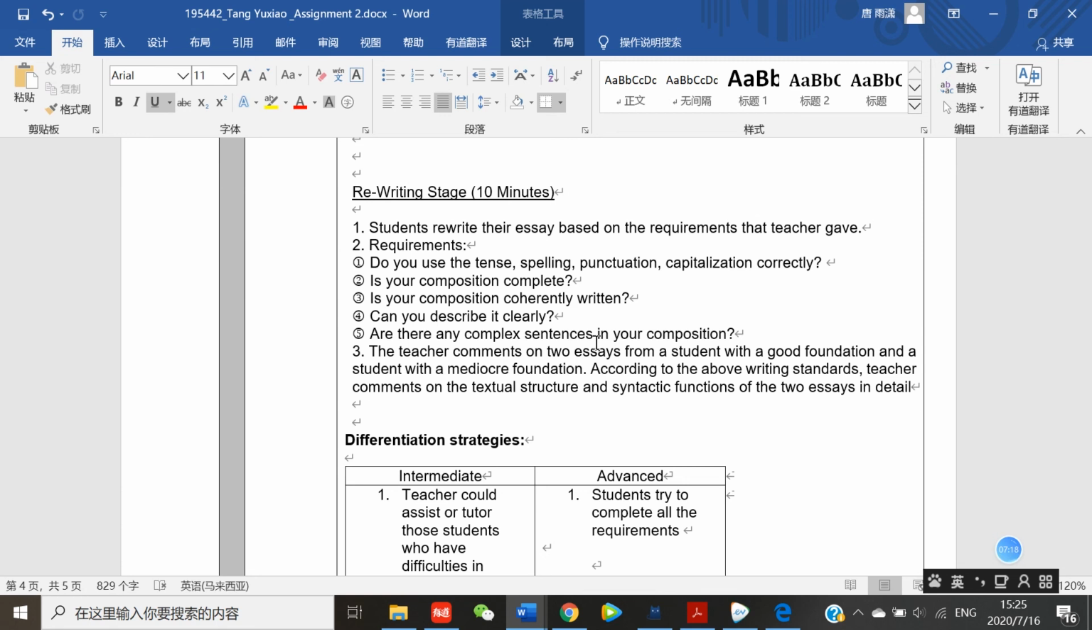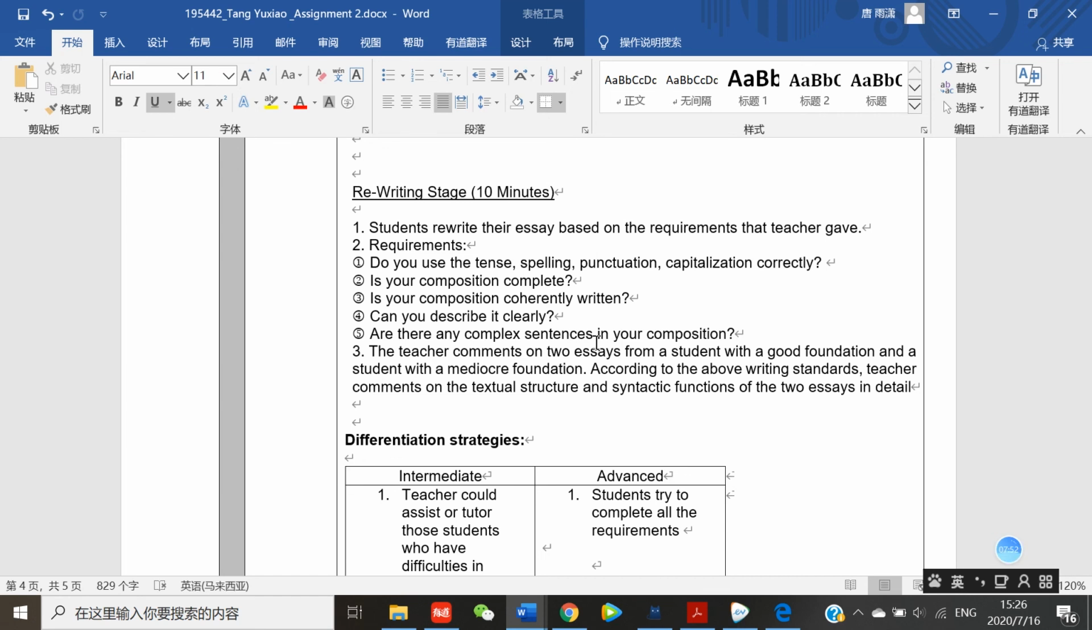One is, do you use the tense, spelling, punctuation correctly? Is your composition complete? Is your composition coherently written? Can you describe it clearly? Are there any complex sentences in your composition? So the students need to rewrite their essay based on these requirements.